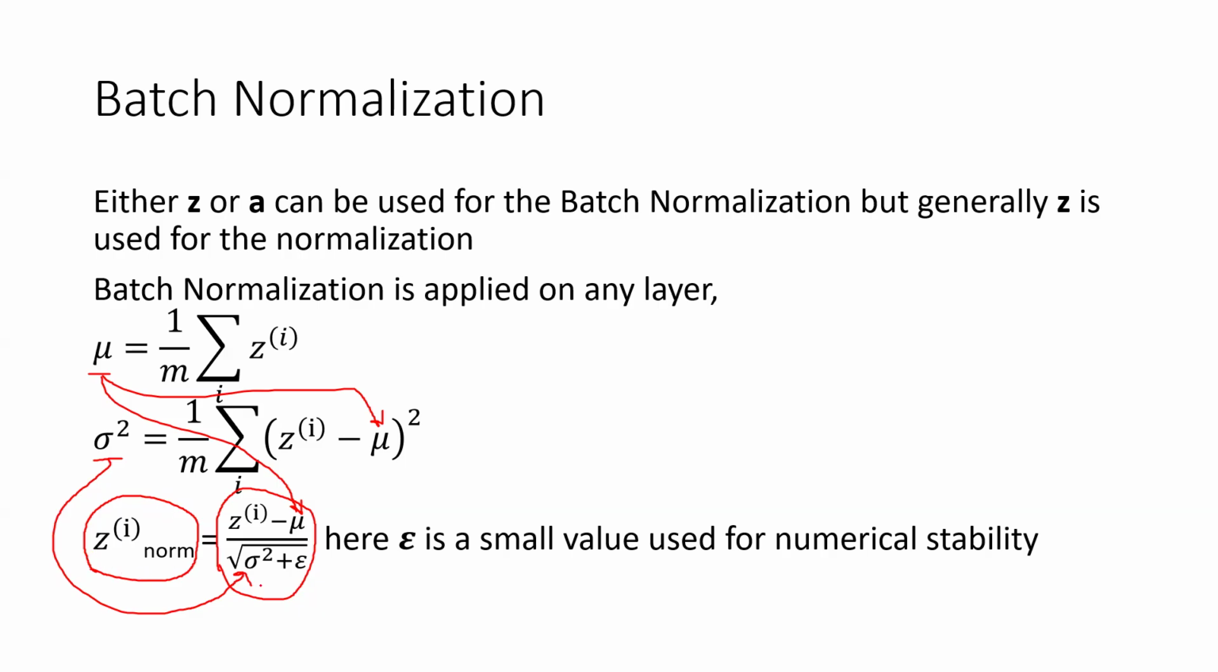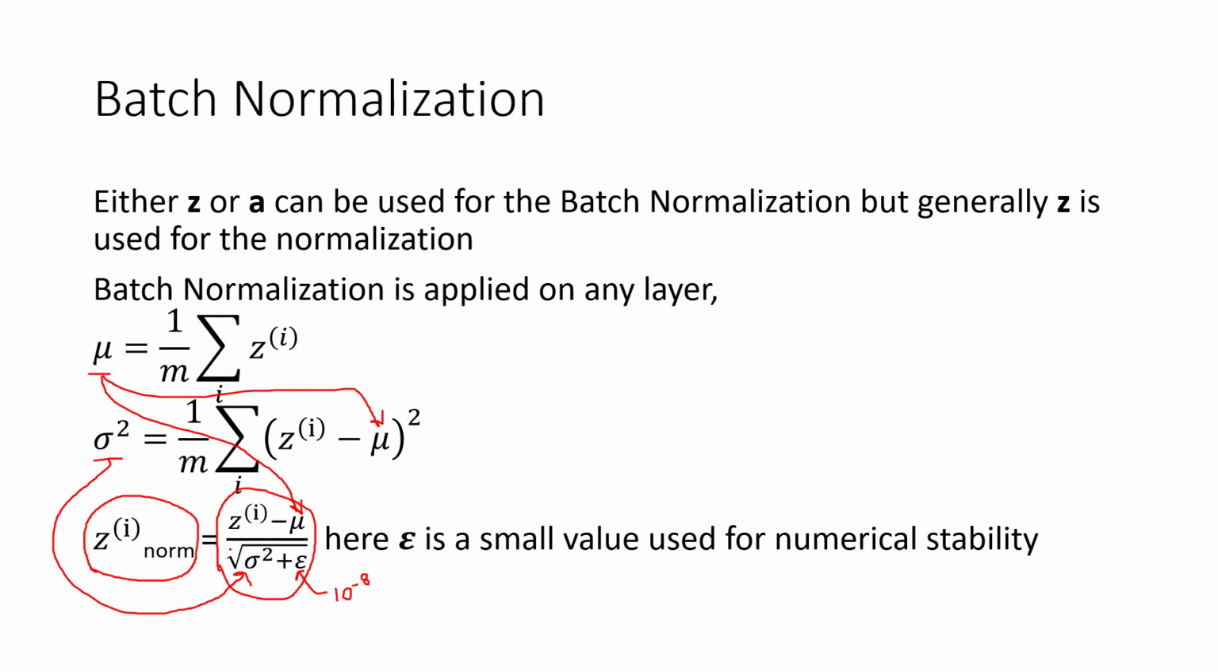The only difference from the z score is that you have this epsilon value, which is a very small value, something like 10 to the power minus 8. This is used for computational reasons, and it is also known as numerical stability. That means if in some case this sigma goes to 0, then this calculation would result in something divided by 0, right?